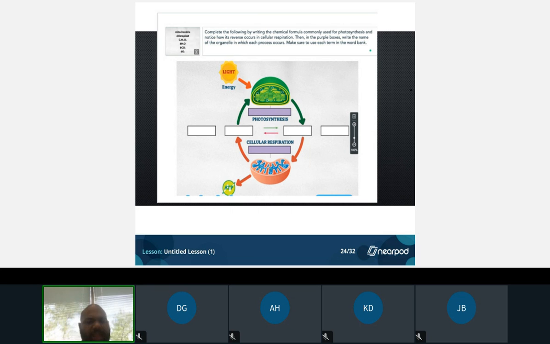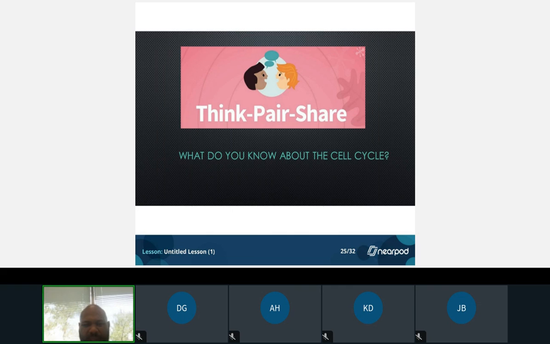So, photosynthesis takes place in the chloroplast. Cellular respiration takes place in the mitochondria. And the processes are mirror images of each other. The products of one are the reactants of the other. The reactants of one are the products of the other. Excellent job, guys. Great job.